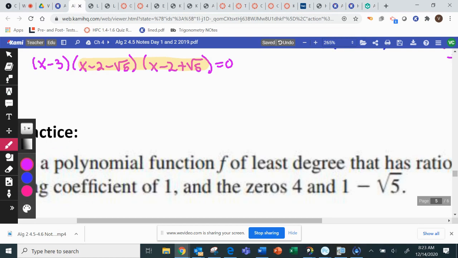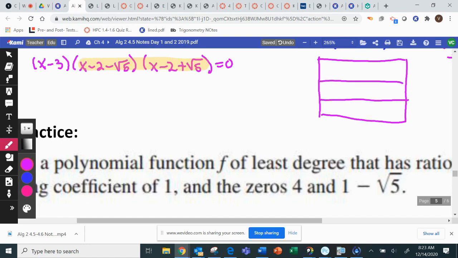If you want it to be easier on yourself, we're going to multiply the conjugates together first. So you can do that using the FOIL method, or you can make a box. It's up to you. I'll do a box for this one. Or a grid. x minus 2 minus square root 5 and x minus 2 plus square root 5.